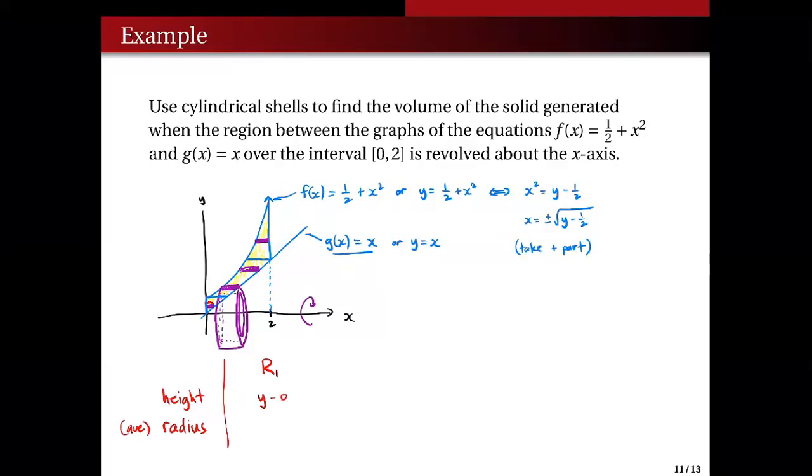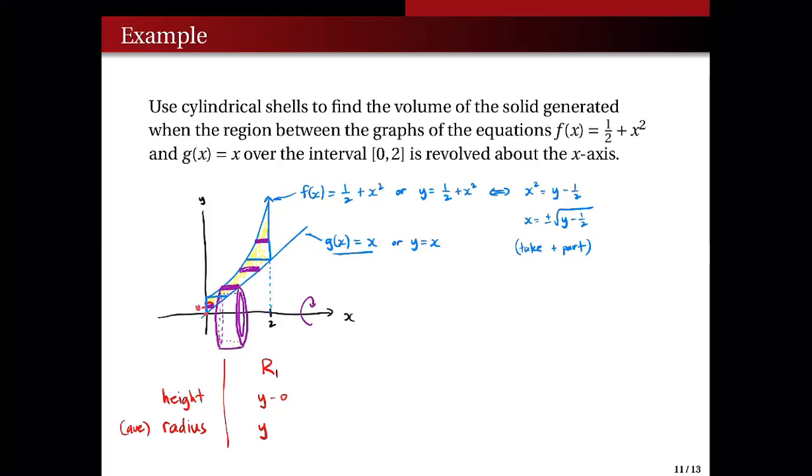The radius is from the midpoint of your strip going to the 0. But it's just y. The value here is just y, because it's just from the strip going to the 0. So the radius here will also just have y.